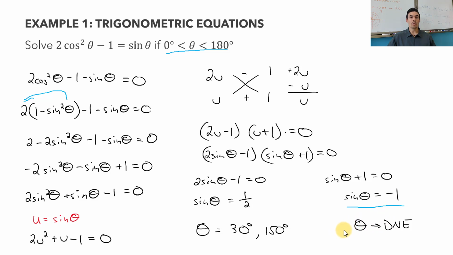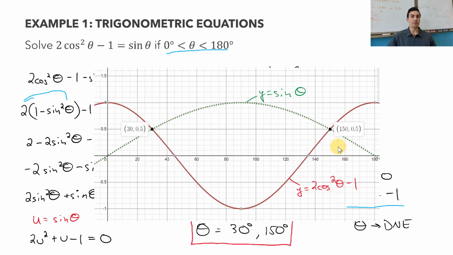So my only theta values that create a true statement for this trigonometric equation are going to be 30 degrees and 150 degrees. Now you can verify this by graphing both of these. If you graph y is equal to sine theta and y is equal to 2 cosine squared theta minus 1, you'll see that you have intersection points here at 30 and here at 150 degrees. So that's a good way to verify.